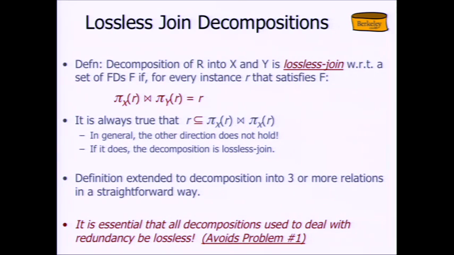So we'll say that a decomposition of R into subsets of columns X and Y is lossless join with respect to the functional dependencies we have, F, if for every instance r that satisfies F, so every table with real data in it that satisfies F, you do the decomposition, which is to say project r down to the X attributes, project r down to the Y attributes, join them back together, you get the original.